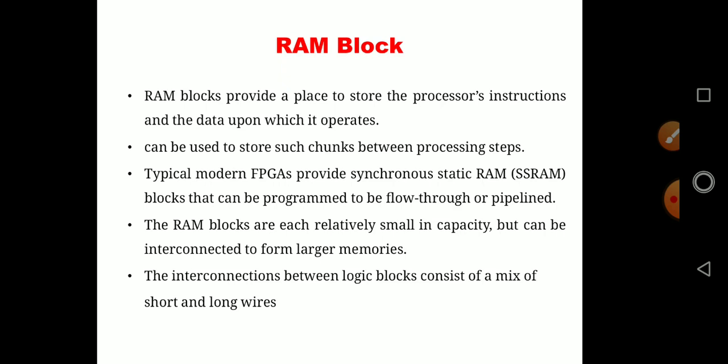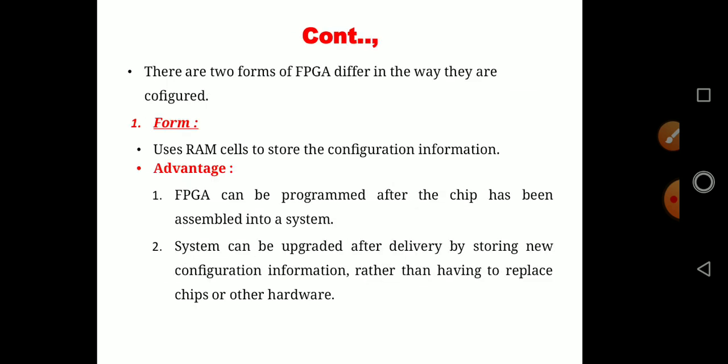Now, as we have all gone through FPGA, there are two forms of FPGA that differ in the way they are configured. So what are those forms? Let us discuss. The first form of FPGA uses RAM cells to store the configuration information. Configuration information may be the information regarding the selection inputs or the logic blocks, what inputs to give to the logic blocks, configuration data, or the programming of the wires. All this configuration information is stored in the RAM.